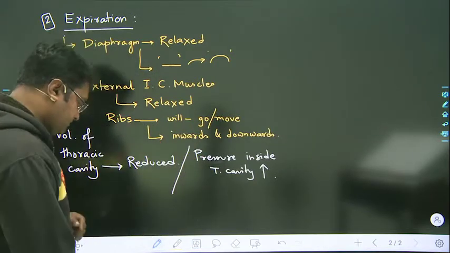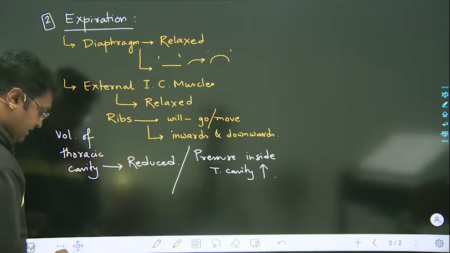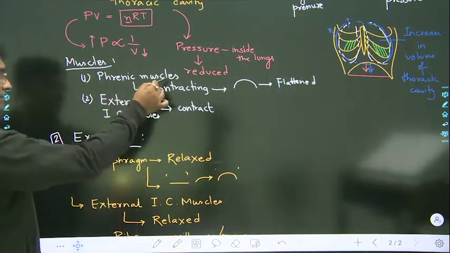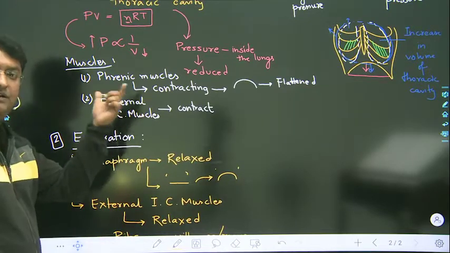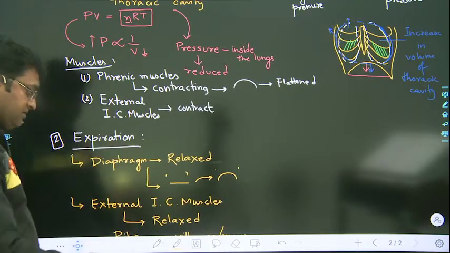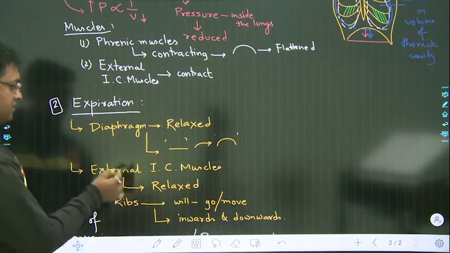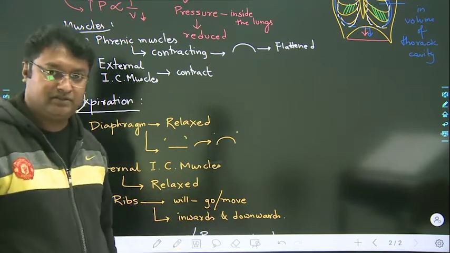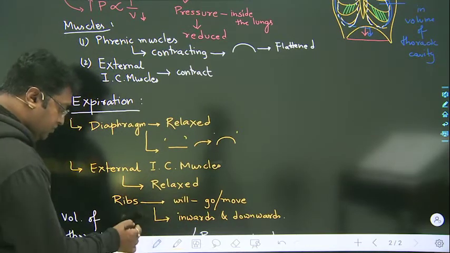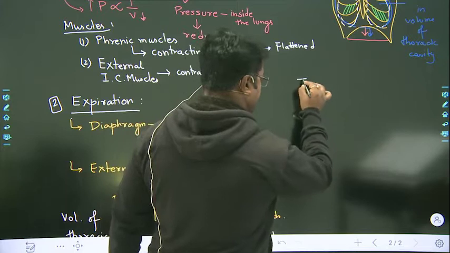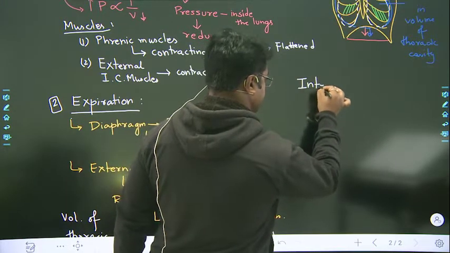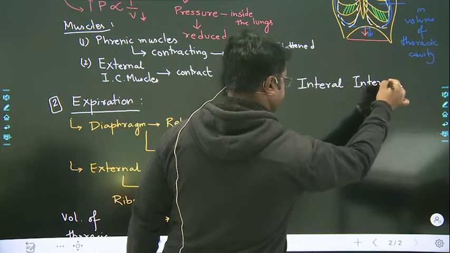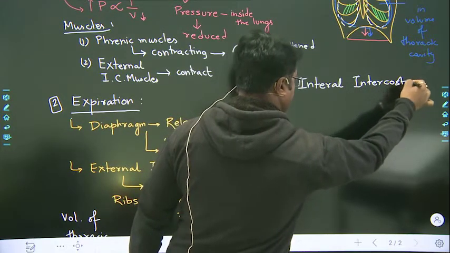Okay. So in both the cases, you see that I have only discussed the working of your phrenic muscles and external intercostal muscles, and here also I have discussed only the diaphragm and your external intercostal muscles. So now what will be the use of your internal intercostal muscles?